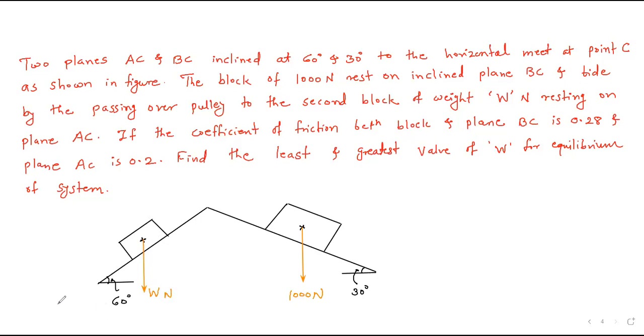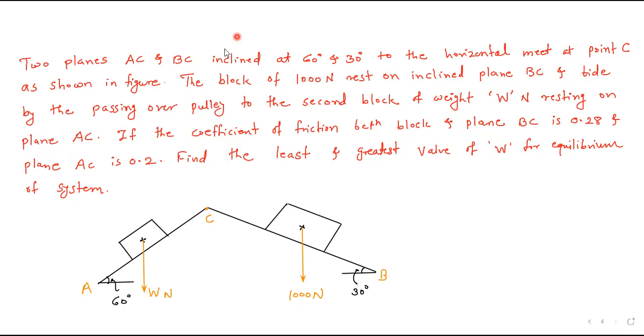Now these two blocks are tied by, here you can see, two planes AC and BC at an angle of 60 degree and 30 degree to the horizontal meet at point C. So this point is point C. So the block of 1000 Newton rests on inclined plane BC. So this is point B, this is BC, and this is plane AC. So what they have further told us? Tied by the rope.